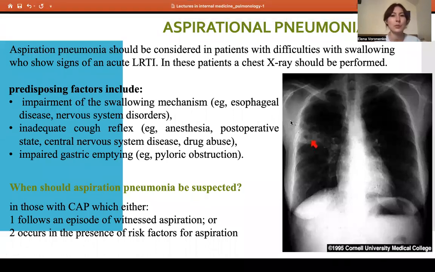The next is aspiration pneumonia. Aspiration pneumonia should be considered in patients with difficulties with swallowing who show signs of often acute LRTI. In these patients, a chest X-ray should be performed. Predisposing factors include impairment of the swallowing mechanism, inadequate cough reflex, impaired gastric emptying.